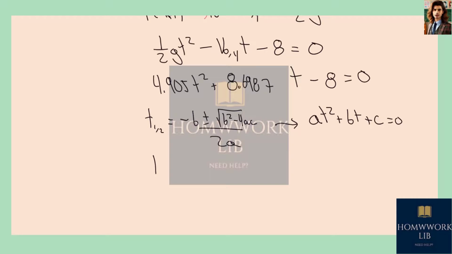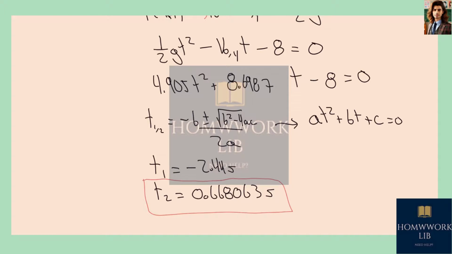So these two possible values for time that we get after solving are going to be the first one, a negative value, which is not going to have physical meaning, and the second one, a positive value that does have physical meaning, 0.66806. So the time that it takes for the stone to hit the ground is going to be this value for time.